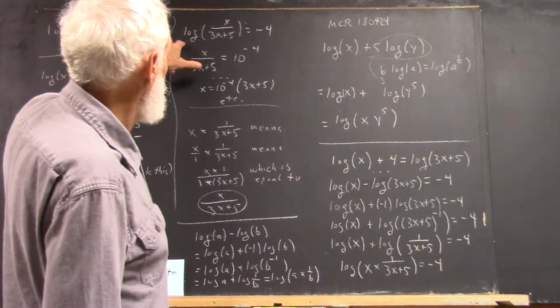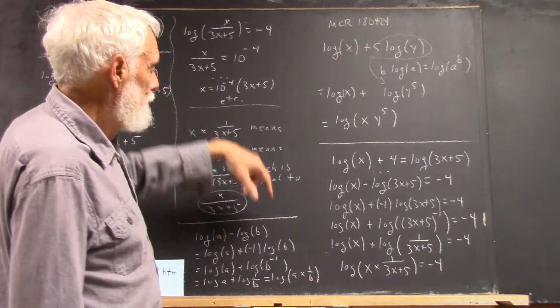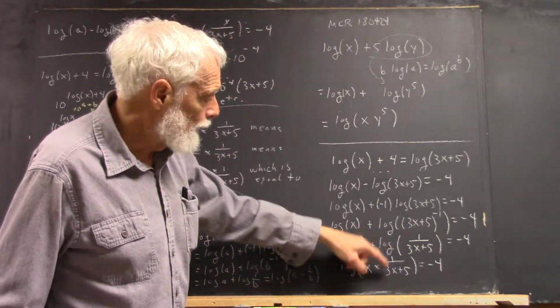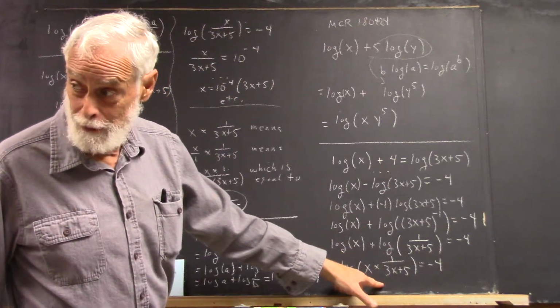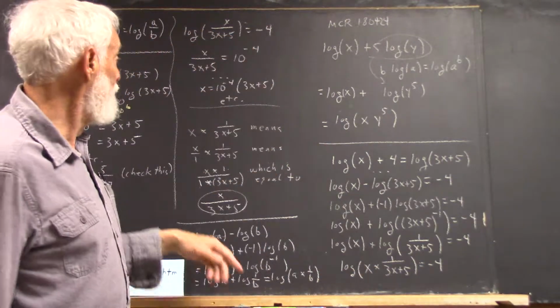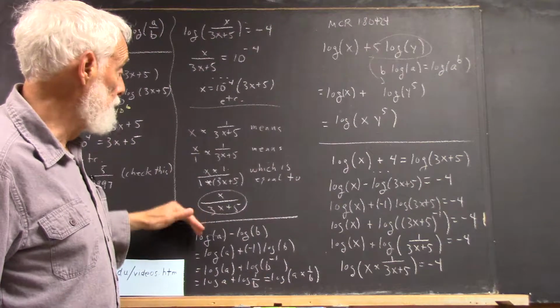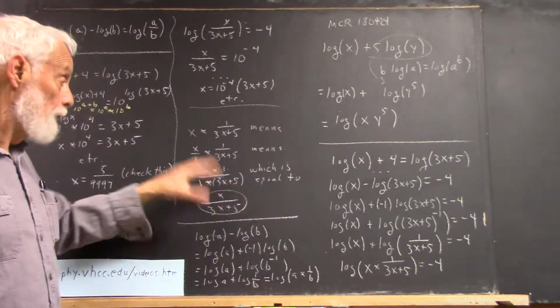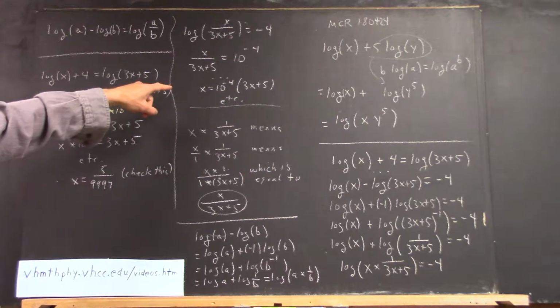Okay, I have the log then. Well, first of all, x times 1 over 3x plus 5 is x over 3x plus 5. Okay? If you don't understand why that's x over 3x plus 5, I did give an explanation in the MCR, but I'm not going to mention it here. We need to know this. But if you don't understand, just look for that video.